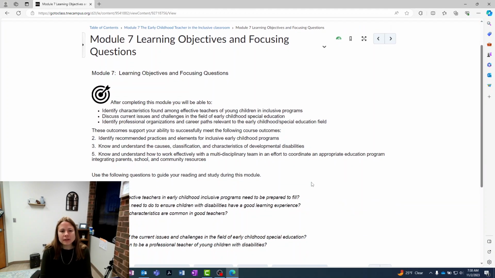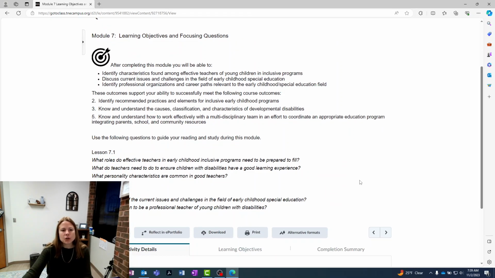So here are our objectives. I really want us to be able to identify those characteristics that we would find in effective teachers when we're looking at inclusive programs. What would be some of those issues and challenges in the field of early childhood special education? And then I want us to really look at maybe organizations or career paths that are relevant to the special ed field, right? So when we're looking through this module, I gave you some guiding questions for lesson 7.1 and 7.2. And I really want you to use these to help guide you through your reading and your studying to gain a deeper understanding.